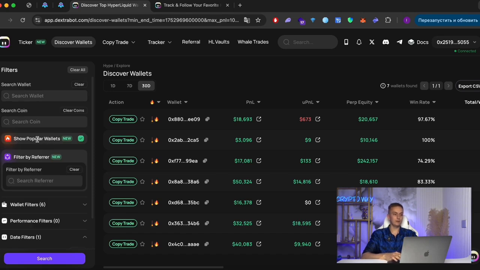Here's another very useful setting. This is what it looks like. Yes, it's marked with a little flame icon. You need to check the box here. And in this way, you'll see the hottest traders, so to speak. And then, basically, you click Search and get a list of wallets.